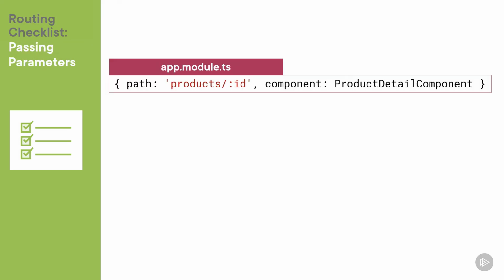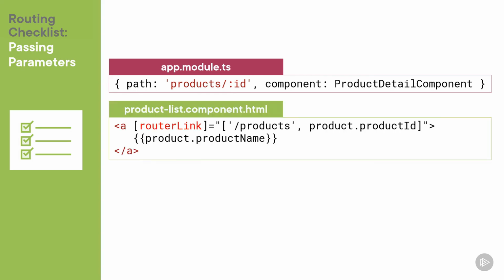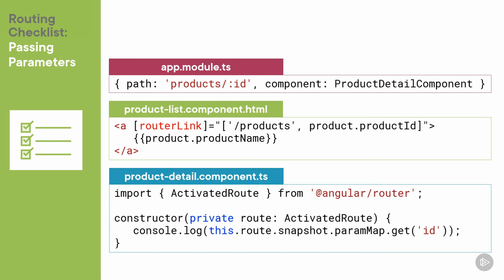We can pass any number of parameters to a route. Add the parameter to the route configuration path by specifying a slash, a colon, and the parameter name. Pass the parameter value by adding it to an element of the link parameters array bound to the routerLink directive. Read the parameter value in the navigated component using the activated route service. Notice here that the parameter name, id in this example, is exactly the same as in the route definition.